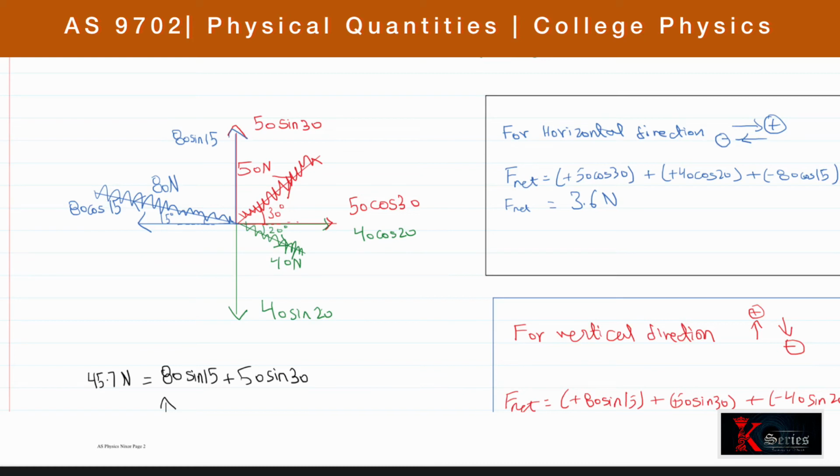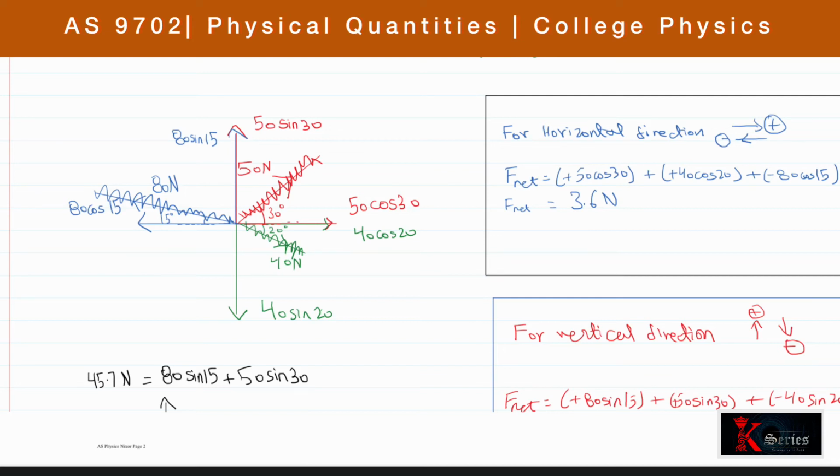So towards the right we have 50 cos 30 plus 40 cos 20. However, towards the left we have 80 cos 15. So we're going to be taking it as minus 80 cos 15. So even though we are adding it, since its sign is negative, it's going to be ultimately subtracted from this, and the net force is going to be 3.6 Newton in the horizontal direction, right?